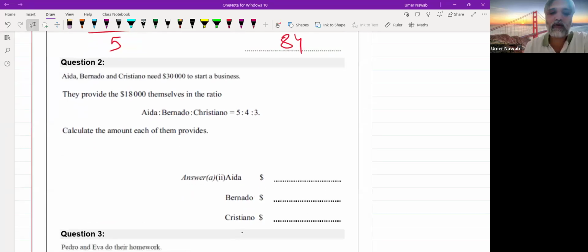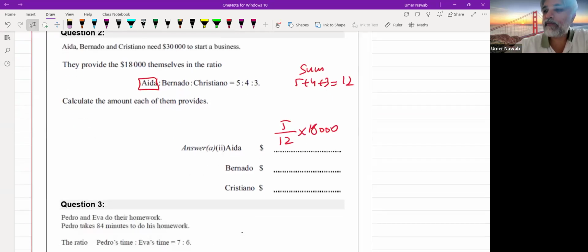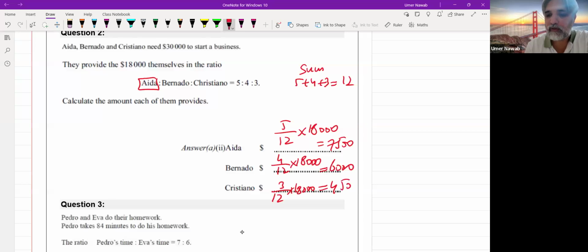Next, if you want to get the amount of money for either, so what is the sum? We have 5 plus 4 plus 3, that gives you 12. So for either, 5 over 12 times 18,000. And then 4 over 12 times 18,000. Last, 3 over 12 times 18,000. First answer is 7,500, 6,000. The last one is 4,500.